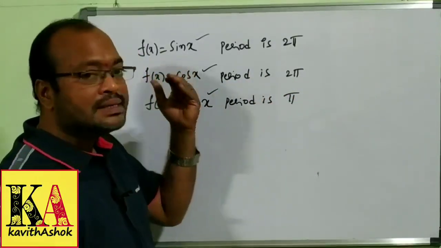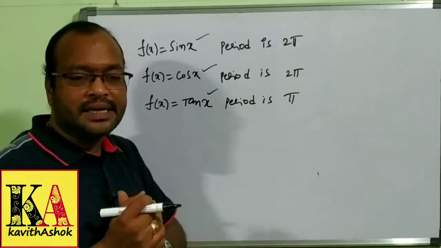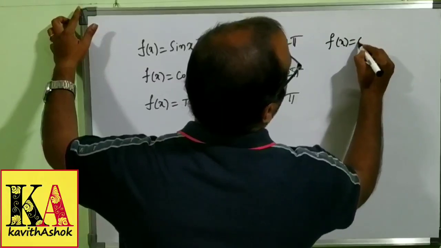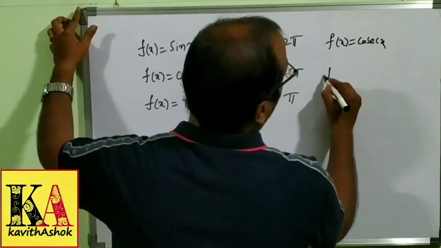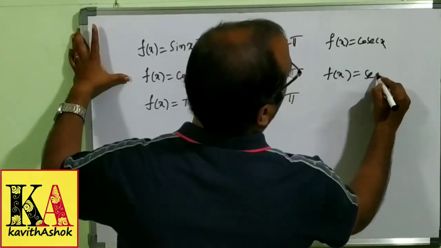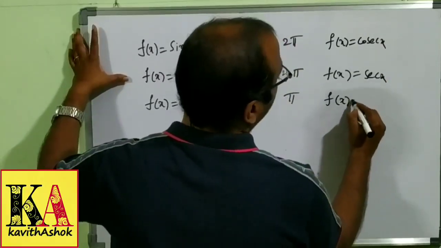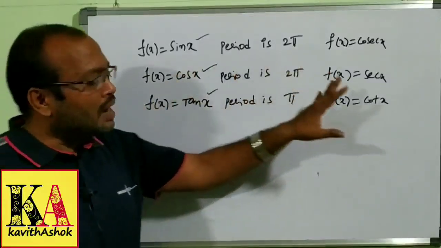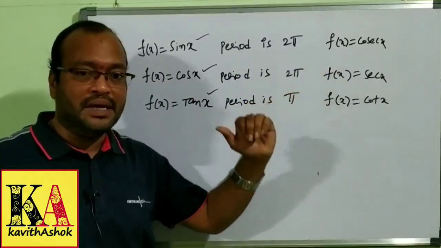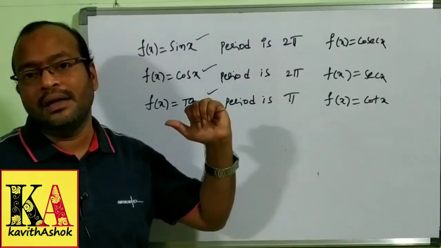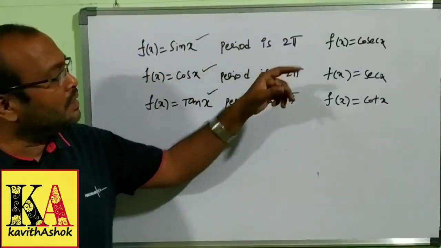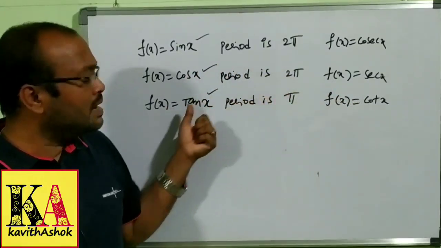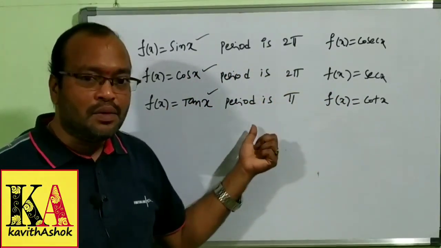We already know the sine function; the reciprocal function of sine is cosec. So consider f of x equal to cosec x, f of x equal to sec x, and f of x equal to cot x. In the same manner, the reciprocal functions also have the same period. Just remember carefully: the period of sin x and cosec x is 2 pi only. The period of cos x and sec x is also 2 pi only. The period of tan x and cot x is also pi only.